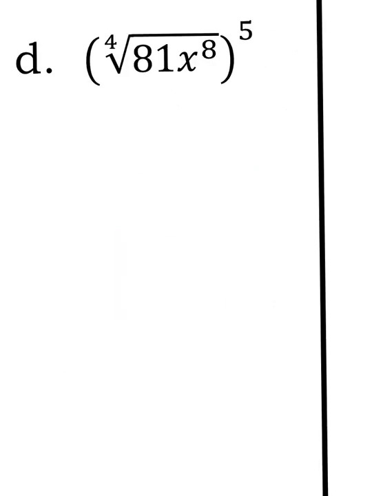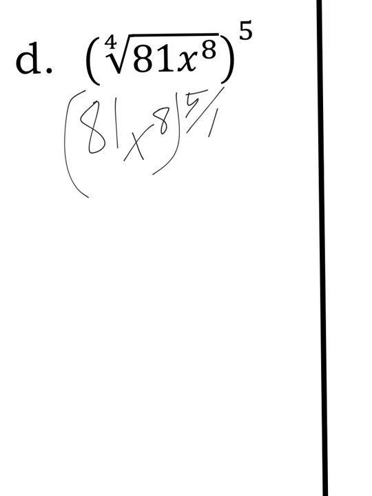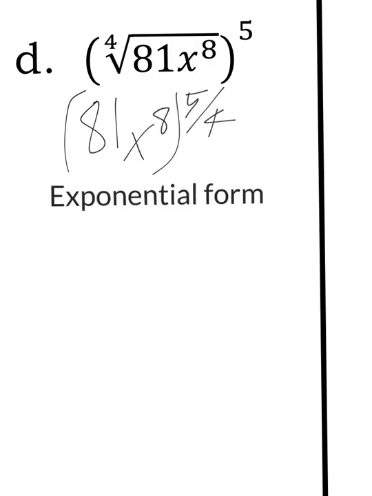So for part D, it's in radical form, the exponential form, 81 x to the 8th, and then it would just be 5/4 because the bottom number is the root. Okay, feel free to solve it however you want. I prefer actually the first kind of form. I'm going to leave that there and have it set aside.